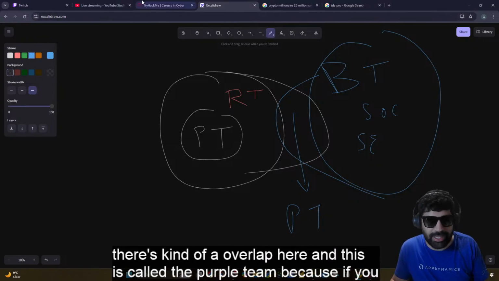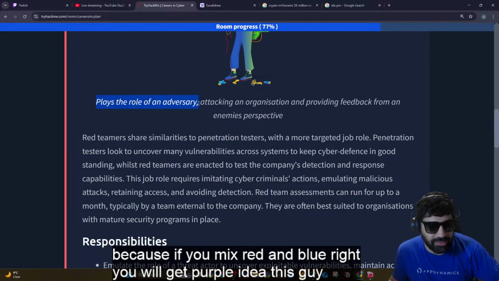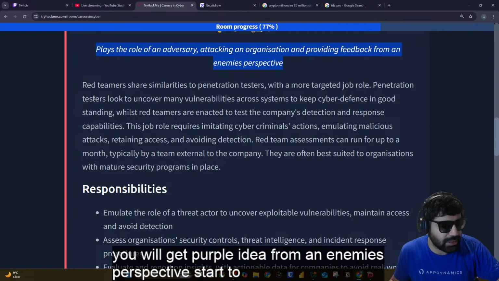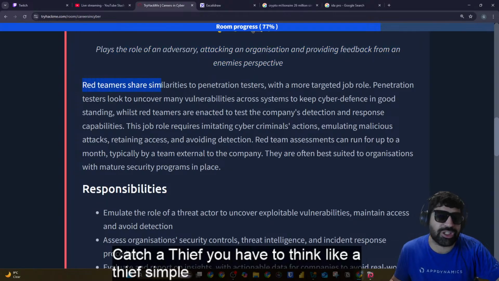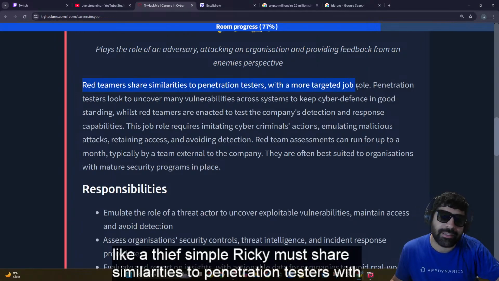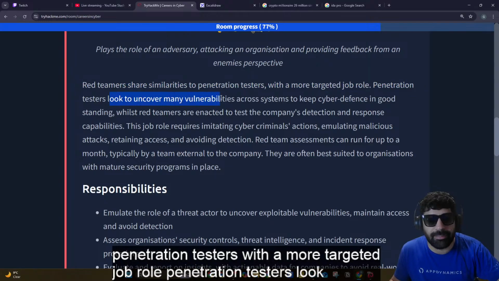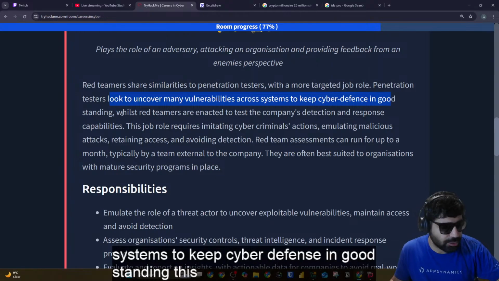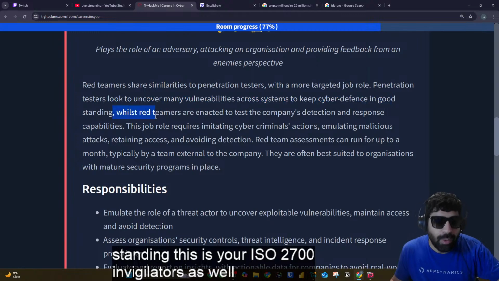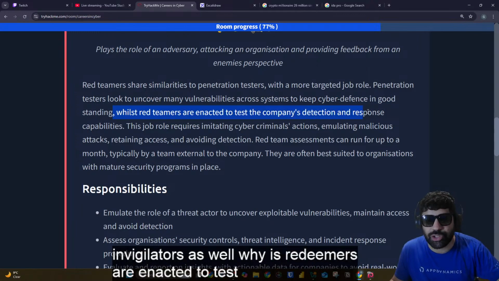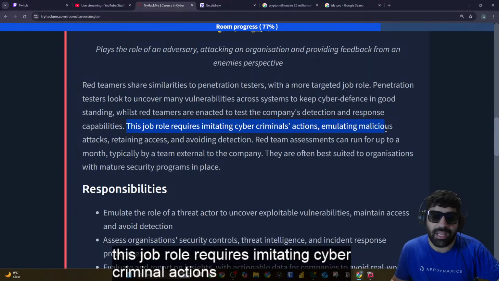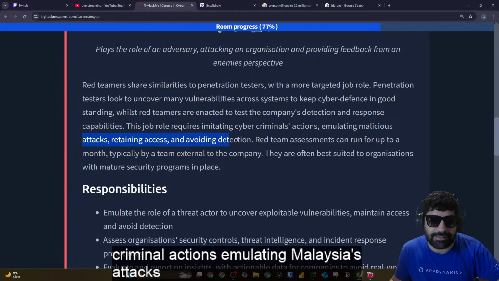If you mix red and blue, you will get purple. Simple idea. This guy plays the role of the adversary, the bad cop role, attacking an organization and providing feedback from an enemy's perspective. So to catch a thief, you have to think like a thief. Simple. Red teamers share similarities to penetration testers with a more targeted job role. Penetration testers look to uncover many vulnerabilities across systems to keep cyber defense in good standing. This is your ISO 27001 invigilators as well. Whilst red teamers are enacted to test the company's detection and response capabilities, this job role requires imitating cyber criminal actions, emulating malicious attacks, retaining access, and avoiding detection.